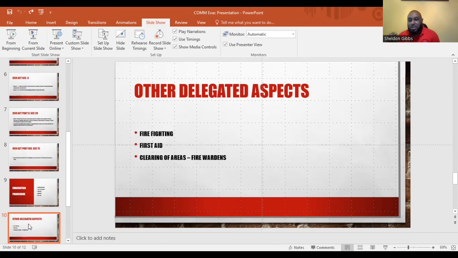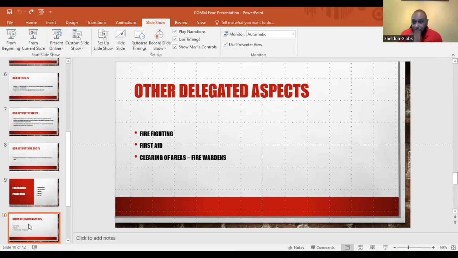So for clearing of areas, these fire wardens may be identified for, again, a flow. In an emergency situation, it is expected that that fire warden goes back to the floor while the evacuation process is taking place and makes a sweep of that floor, whether it's the ground floor, the first floor, or whatever floor, whether it's a section or department, to ensure that no one was left behind. They are to check in the bathrooms, the toilet areas, everything like that, to ensure that no one was left behind. And then they move to the muster point.